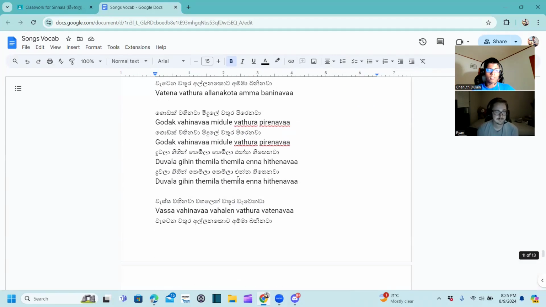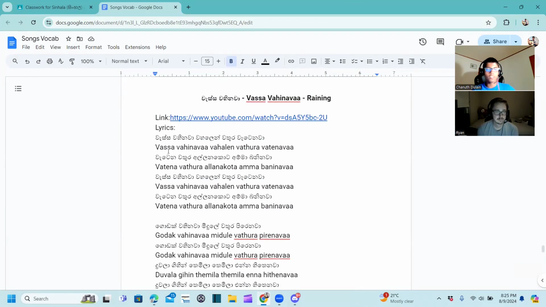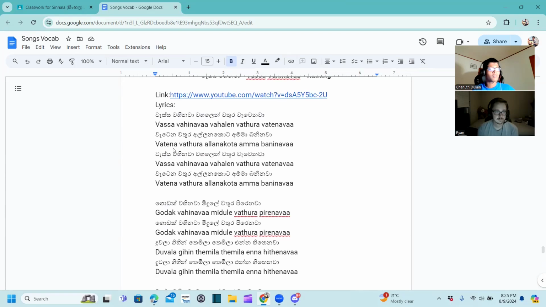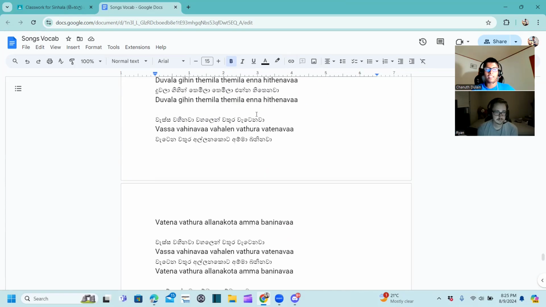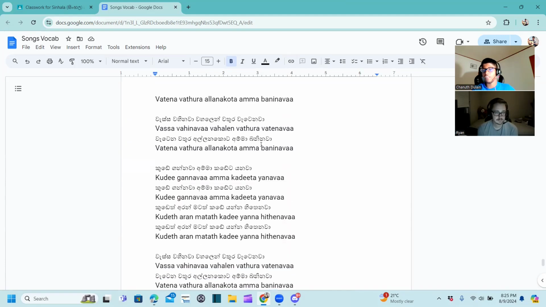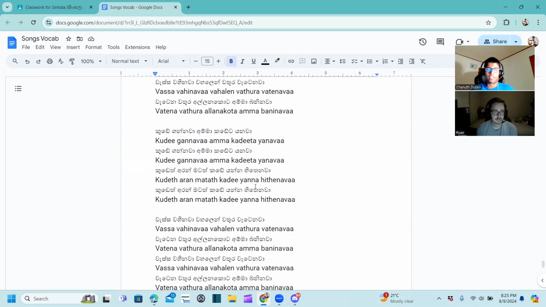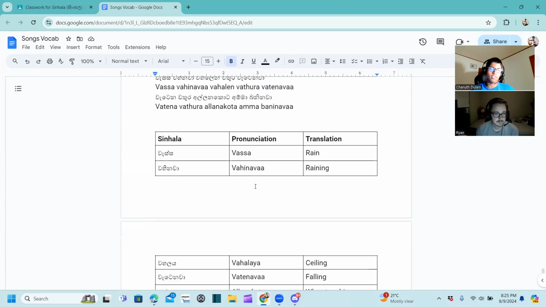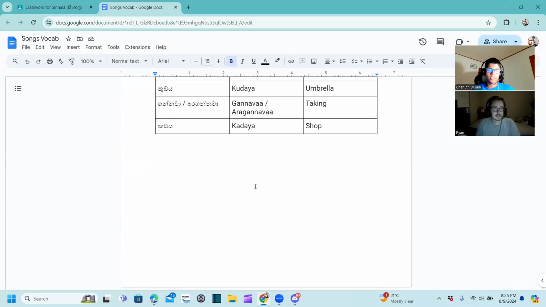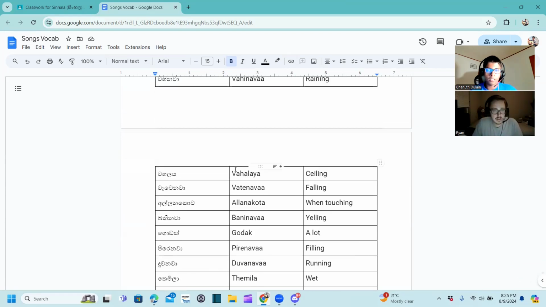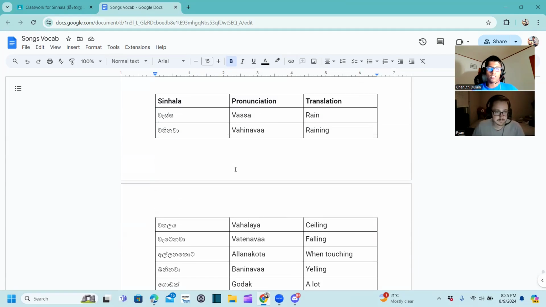So this is the song. It looks big because the chorus is repeating. That's why it looks long. It actually repeats like two to three times. So let's try to read these words.